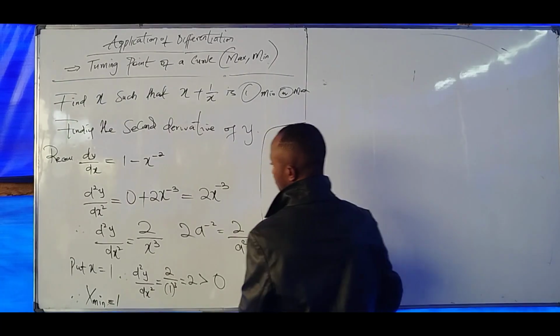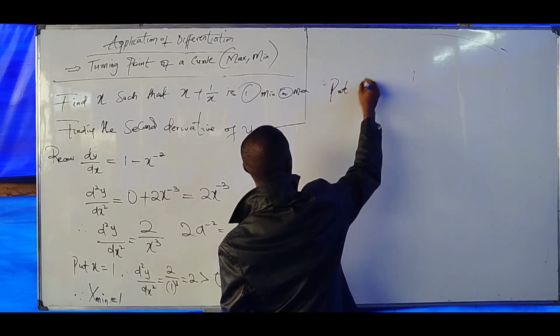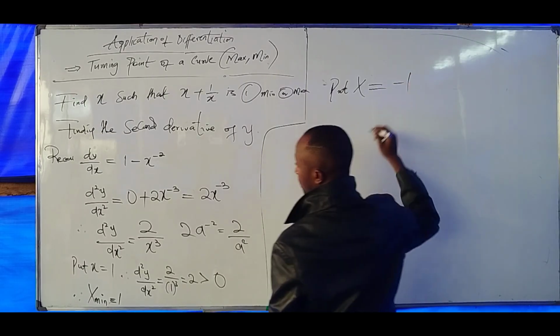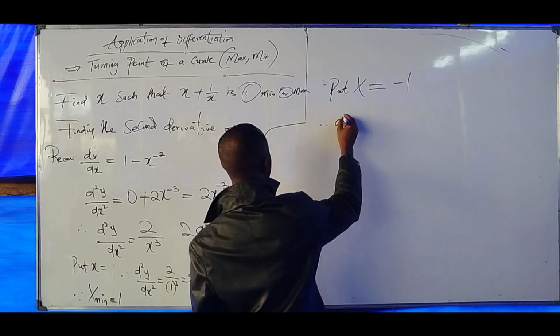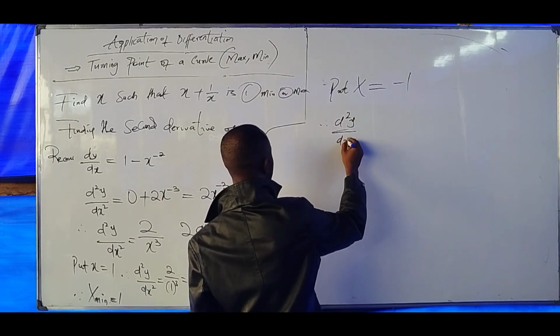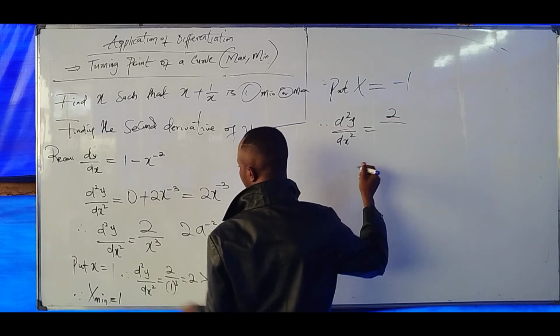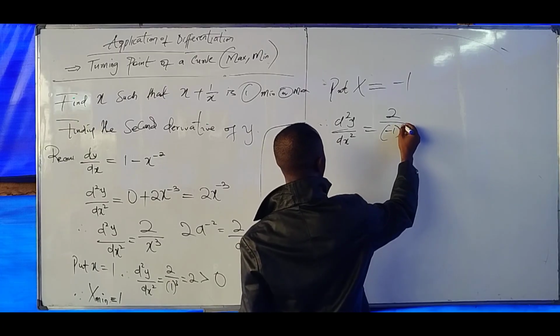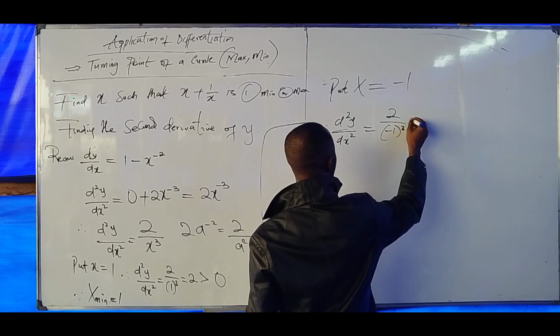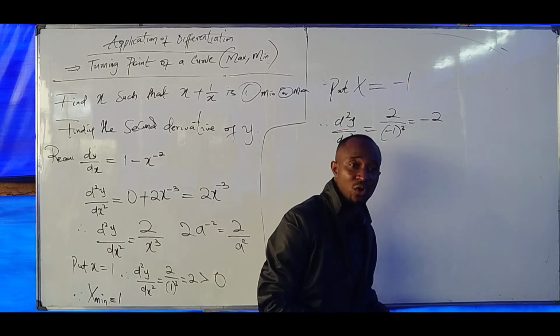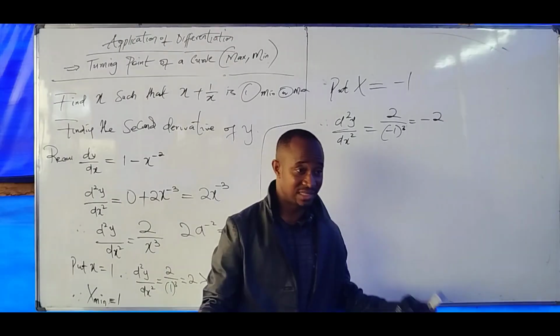Okay. So we put x equals to minus 1, abi? Therefore we have the d²y over dx² equals to what? 2 over what? What will it be? Minus 1 always part 3, abi? And that will give us minus 2. Is minus 2 less than 0 or more than 0? It is less than 0, abi?